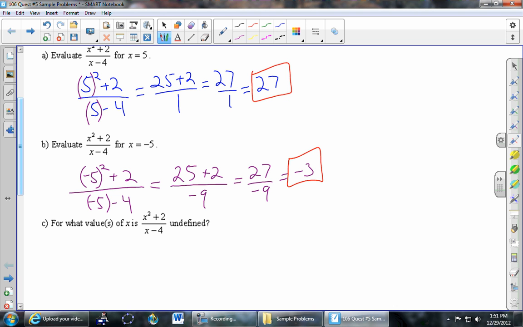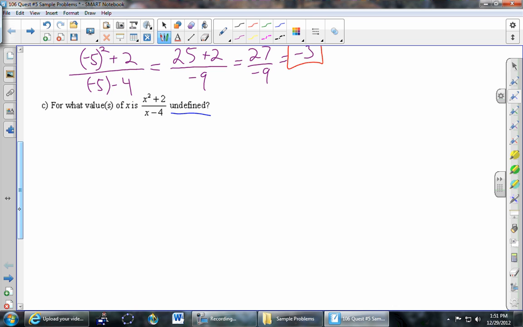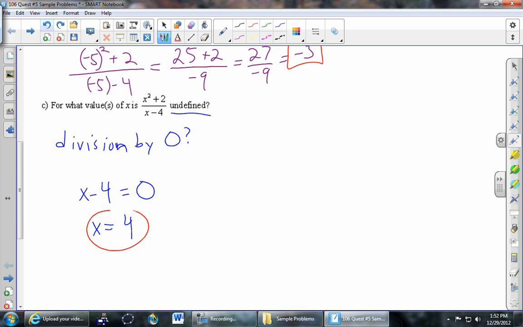Finally, part C: for what values of x is (x squared plus 2) over (x minus 4) undefined? You know this word undefined means division by 0. So the question is, when does that happen? All we have to do is take the bottom, x minus 4, and make it equal to 0. Add 4 to both sides to solve for x. We get x equals 4. X equals 4 is the only value for which this fraction is undefined.